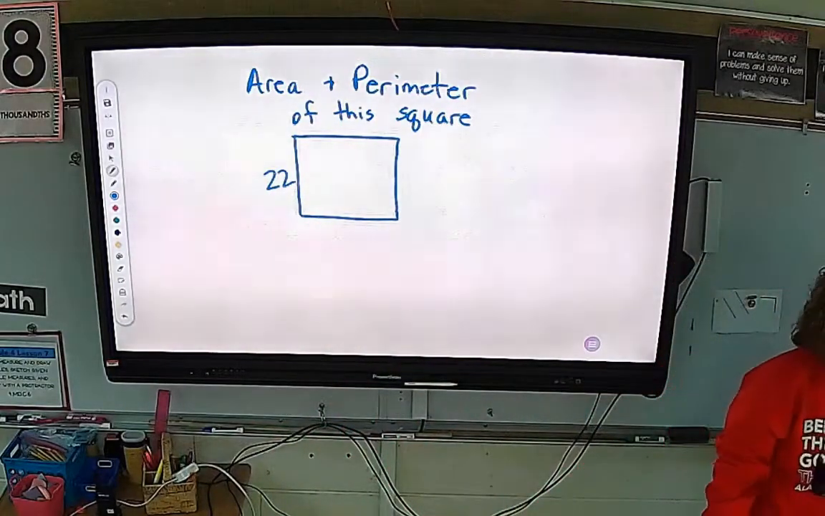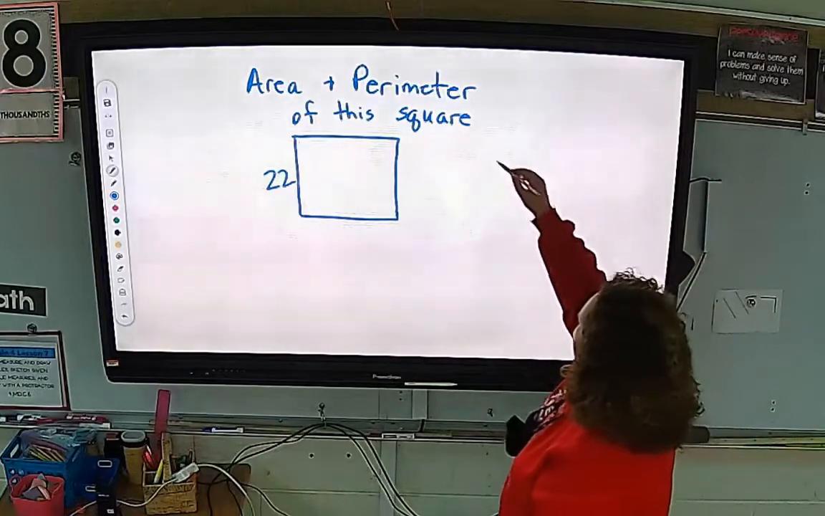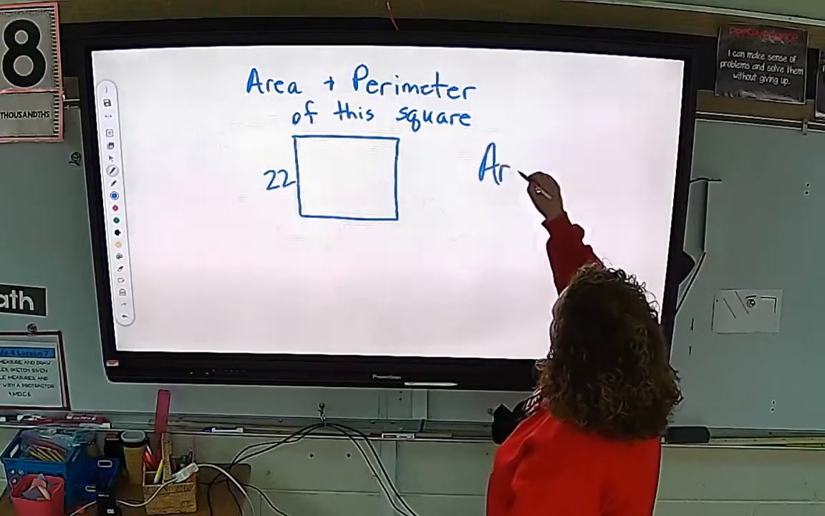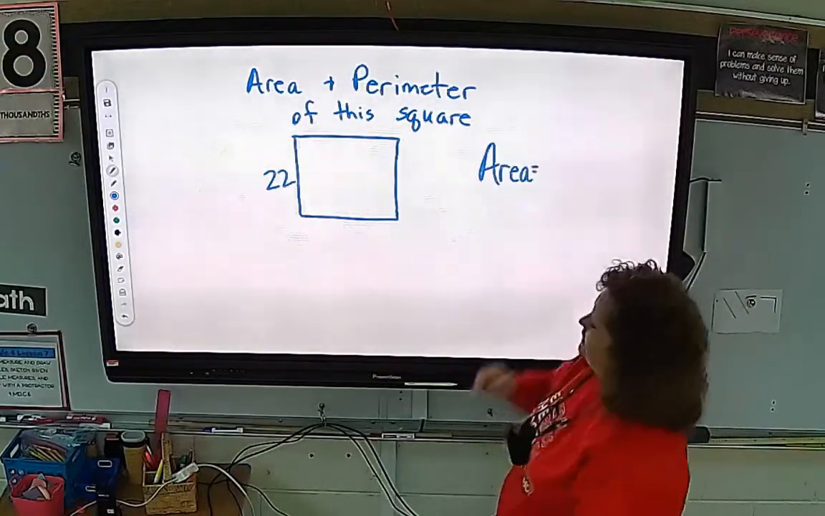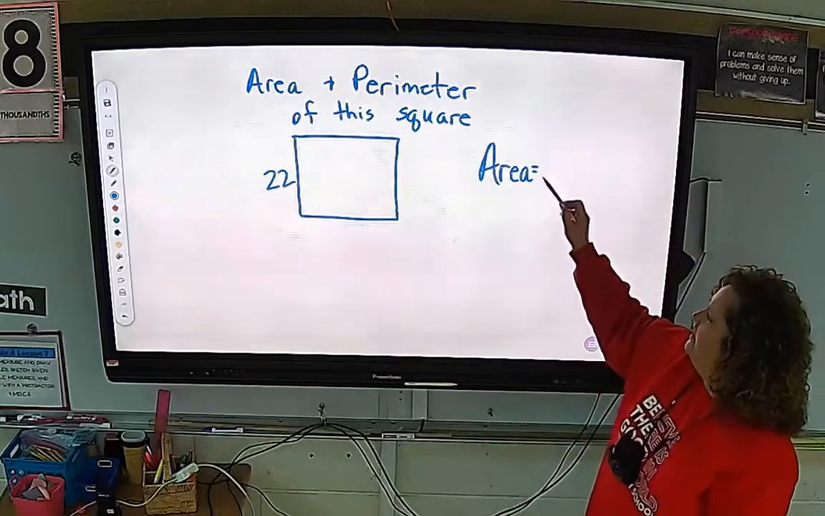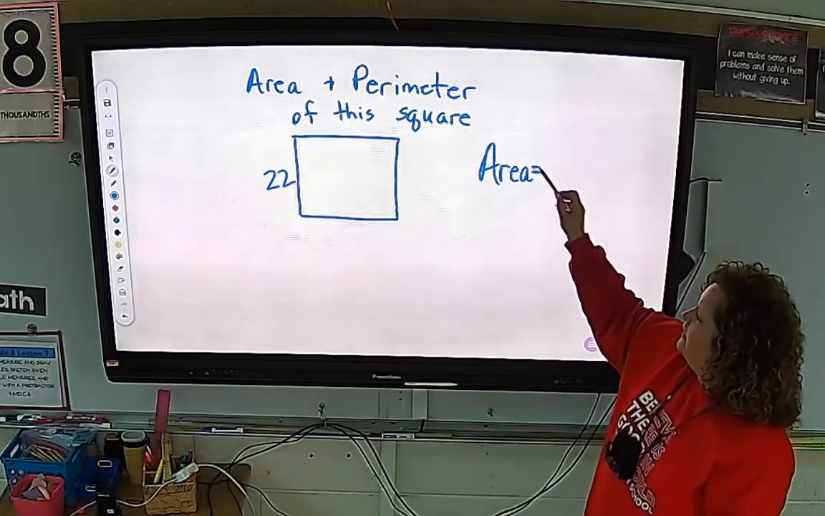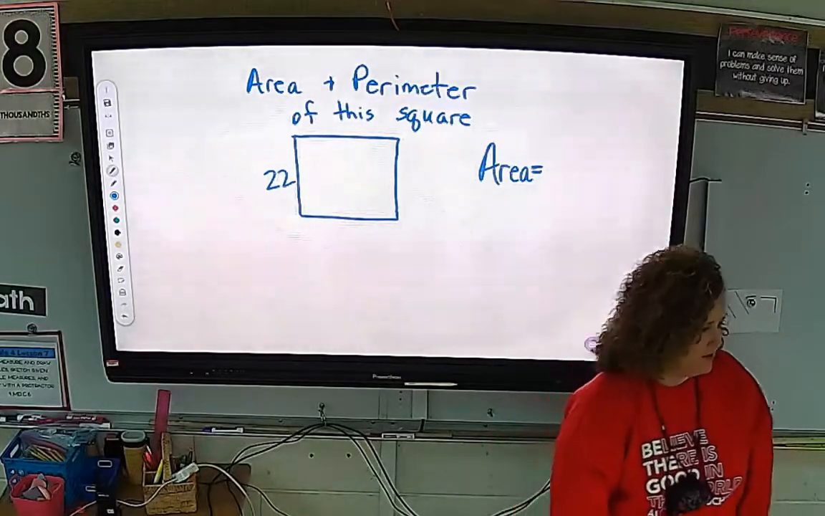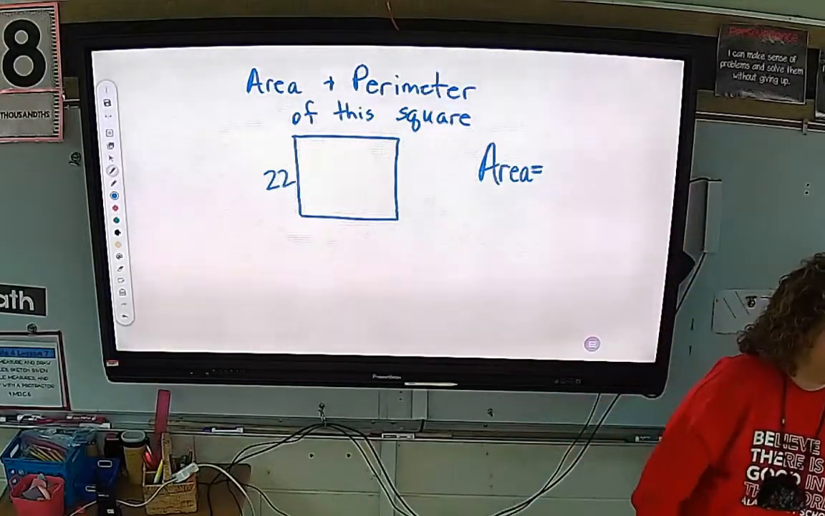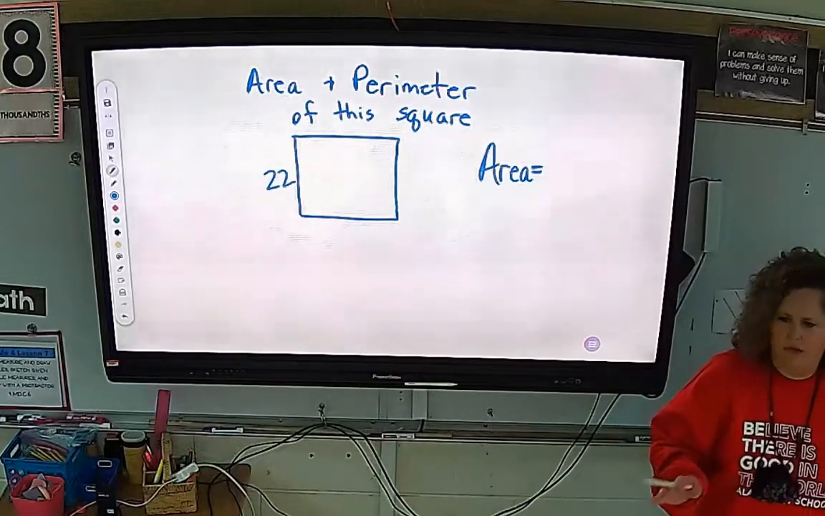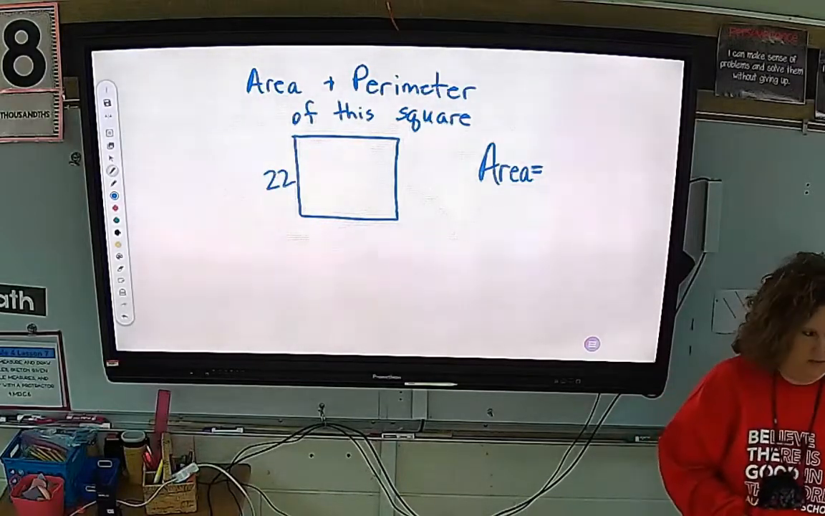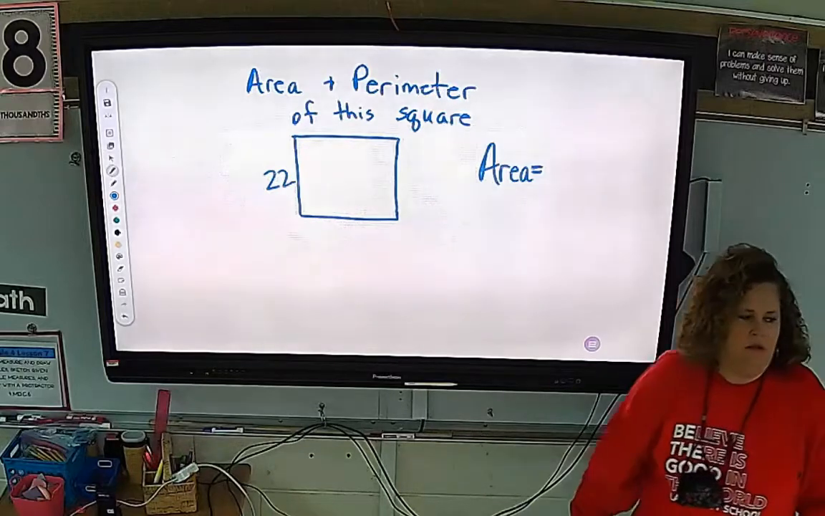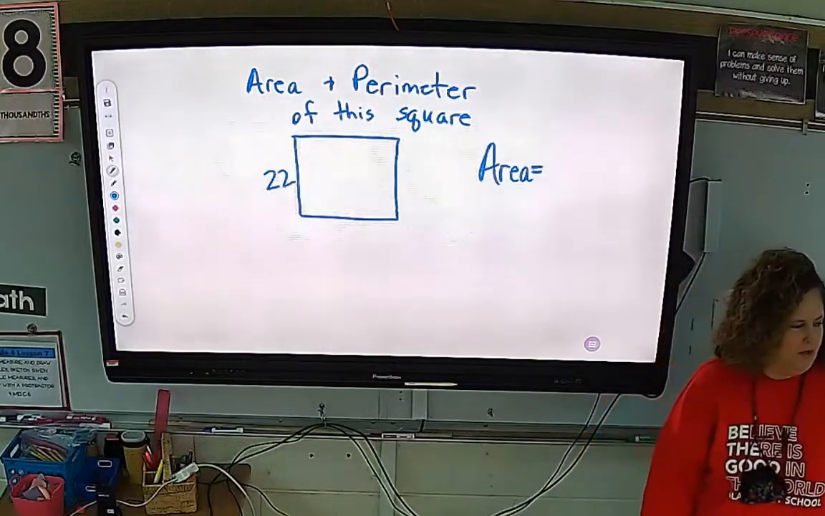All right, so let's talk about the area first. What does that area equal? How do I find the area of something? I know that we haven't done just straight area for a very long time, but it is sort of connected to the area model that we've done lots of times. Okay. So what are we remembering?